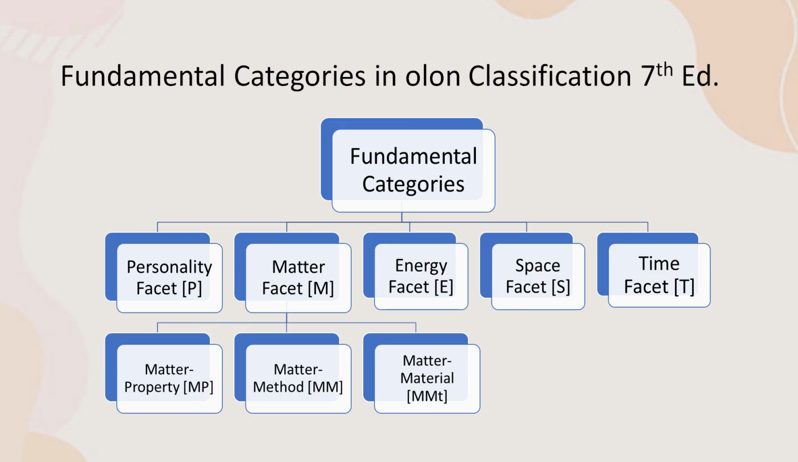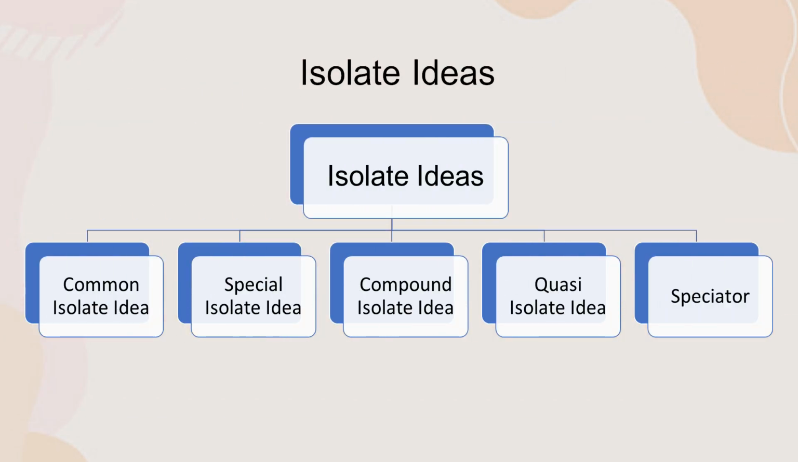matter material. Other than the basic subjects and the concept of fundamental categories, we also have to study the concept of isolate ideas. Isolate ideas may again be grouped as common isolate idea, special isolate idea, compound isolate idea, quasi isolate idea and speciator. Now, how may these component ideas be used for classification by colon classification? Colon classification 7th edition gives some hints.